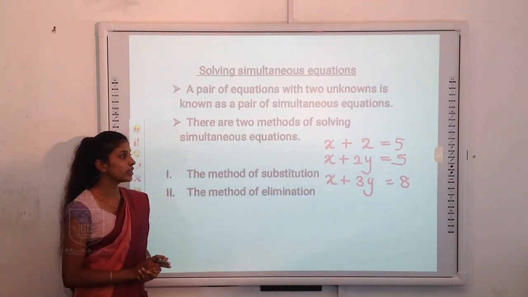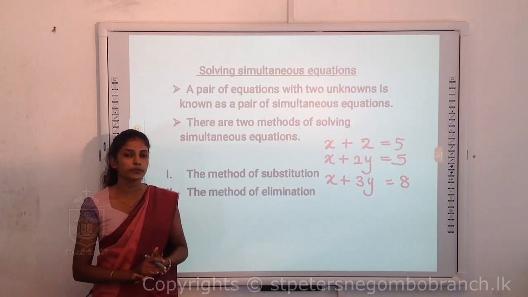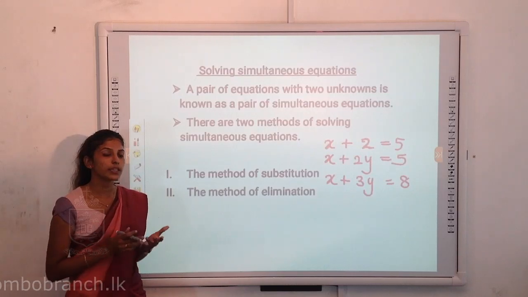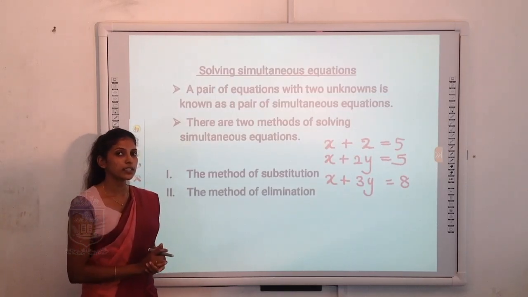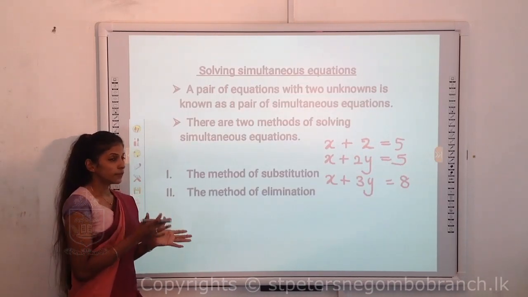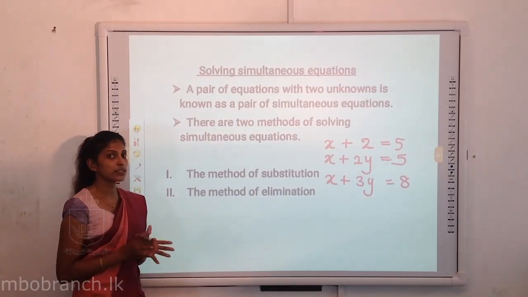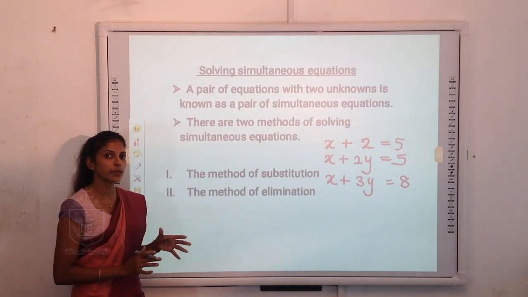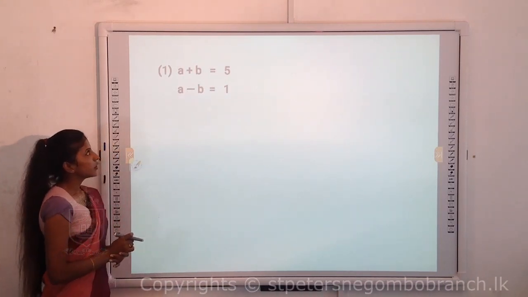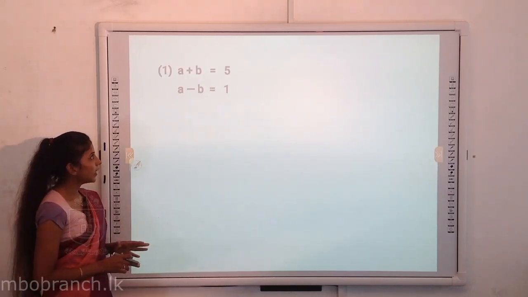So now we are going to study how to solve these types of simultaneous equations. In simplifying simultaneous equations, there are two ways of simplifying it. The first method is the method of substitution. Second method is the method of elimination. I am going to select some questions and do the first method as well as the second method and show you. You have to find the method which is easy for you and do your calculations based on that method. So let's do some calculations. You can see in these two equations, there are two unknowns, that is A and B.